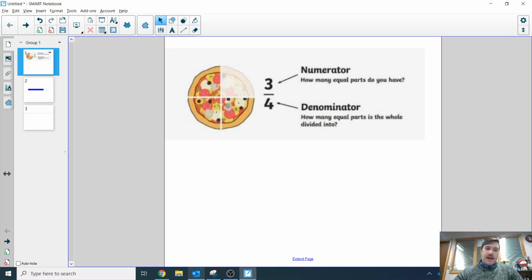So my fraction here, I have 3 pieces, but my whole is divided into 4. So my numerator is 3. How many do you have? 4. How many does it take to equal one whole?